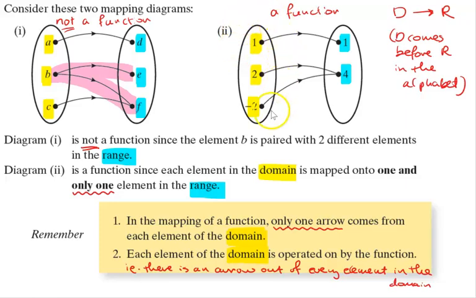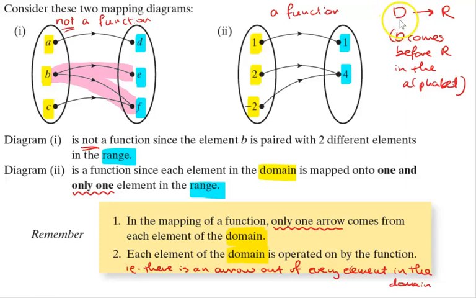So each of the yellow numbers, each of the elements in the domain, has only one arrow leaving it. Remember, in the mapping of a function, only one arrow comes from each element of the domain. Each element of the domain is operated on by the function, i.e., there is an arrow out of every element in the domain. And just up at the top right-hand corner here, we have D maps to R.